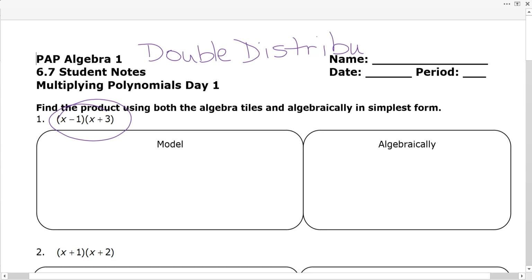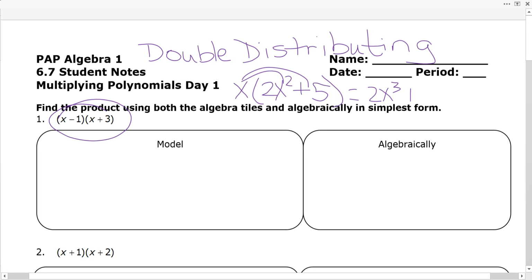But it's basically what we've been doing before. Before we were doing x times 2x squared plus 5, and we distributed, and we ended up with 2x cubed plus 5x. Now we're going to do a binomial here, which is just going to add one more step to the process.